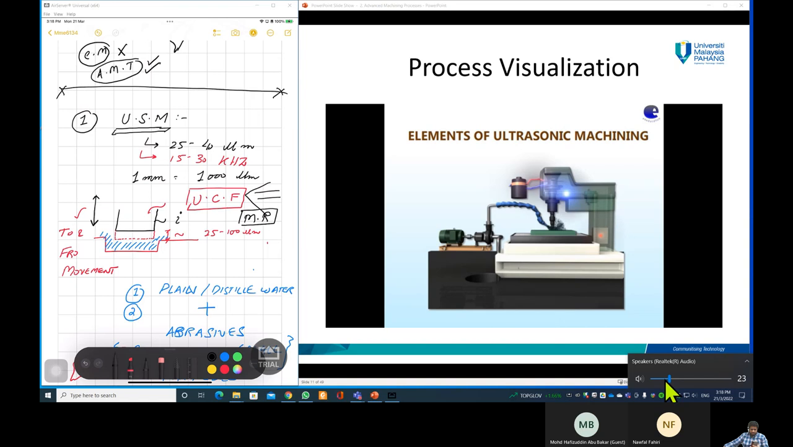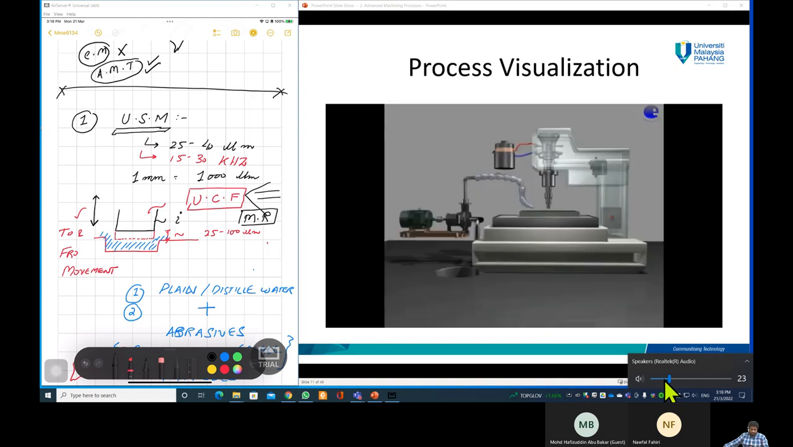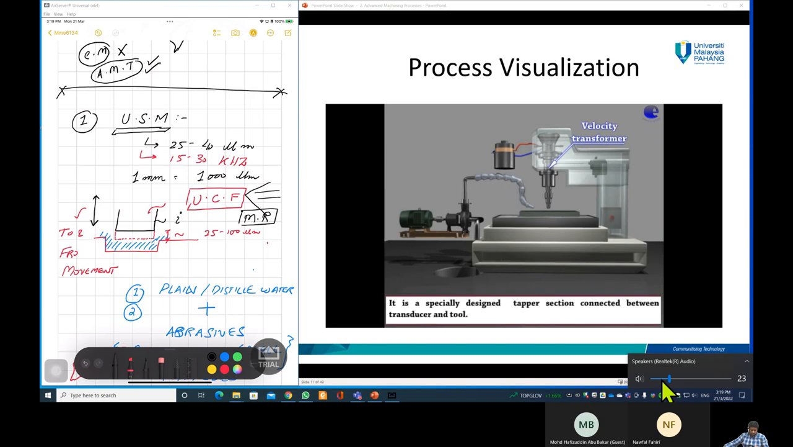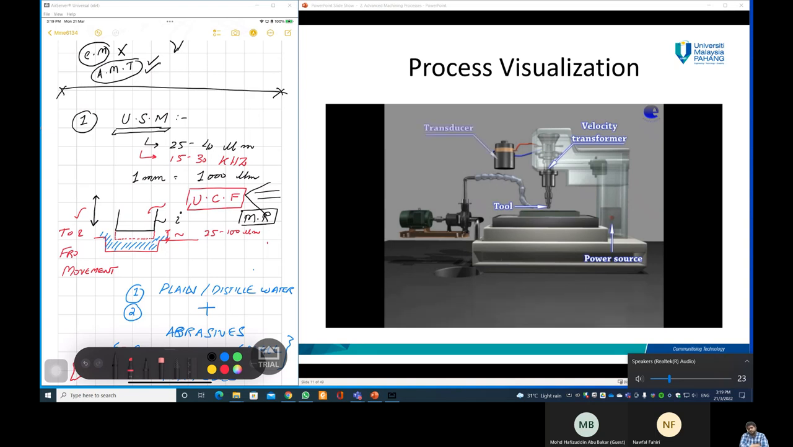Elements of ultrasonic machining. Let us see the 3D model of the USM machine. It has velocity transformer. It is a specially designed taper section connected between transducer and tool. Tool. Power source. It consists of electronic oscillator and amplifier to convert the available electrical energy of low frequency to high frequency power. Transducer, it converts the electrical energy into mechanical vibrations.